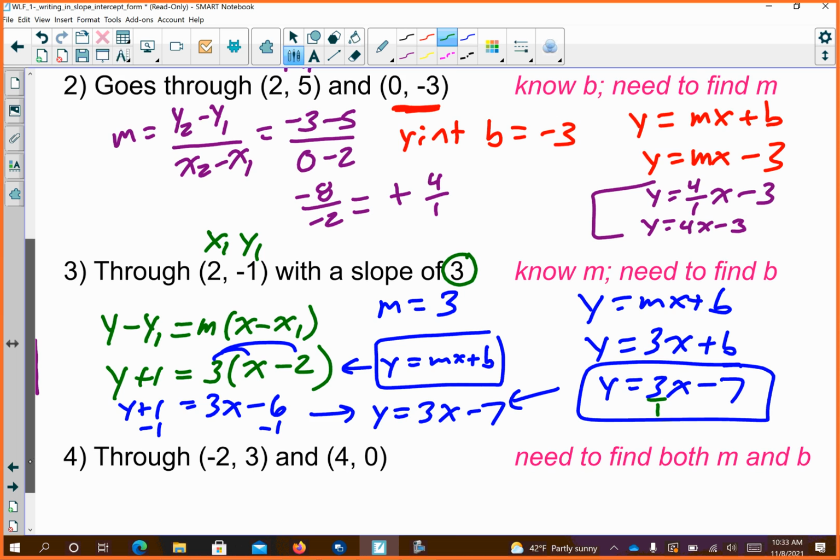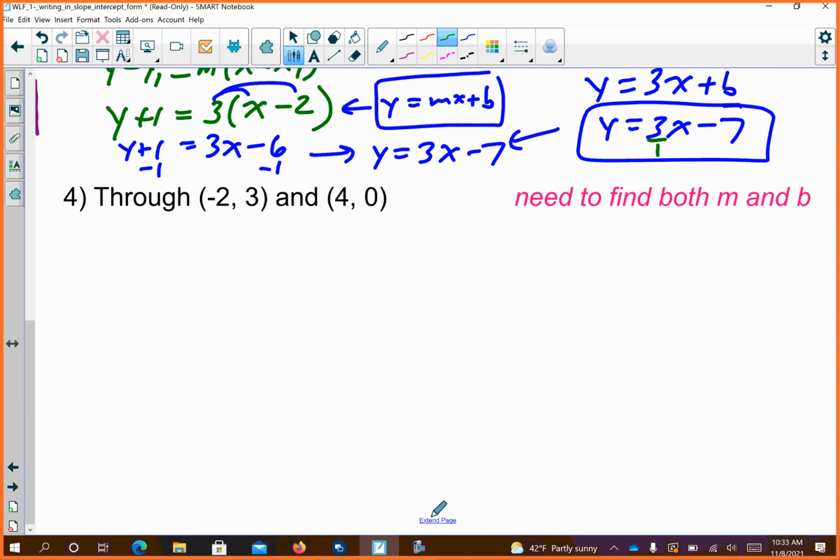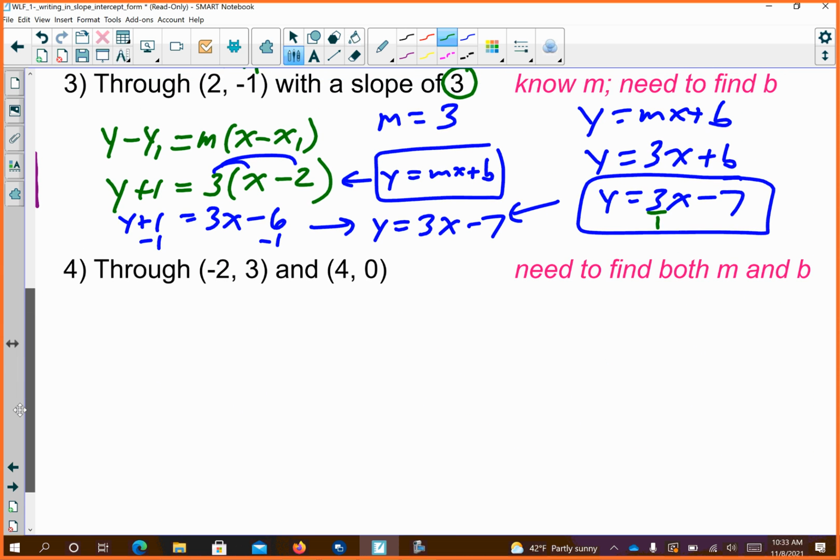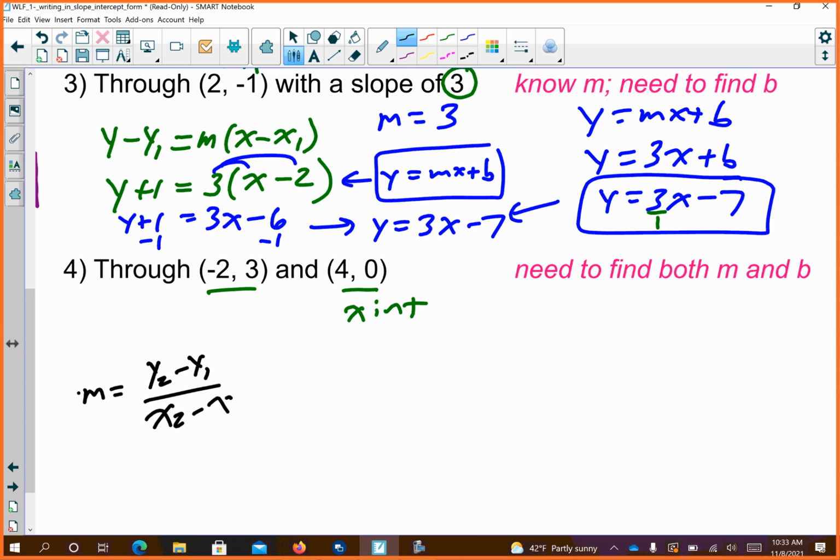All right. The fourth problem. This is the x-intercept, 4 comma 0. Go right 4, put a dot right there on the x-axis. And this is a point. So I don't know the slope, and I don't know the y-intercept yet. I know the x-intercept, but I don't know the y-intercept. So what I'm going to do first is find my slope, and plug it in. I get x1, y1, x2, y2.